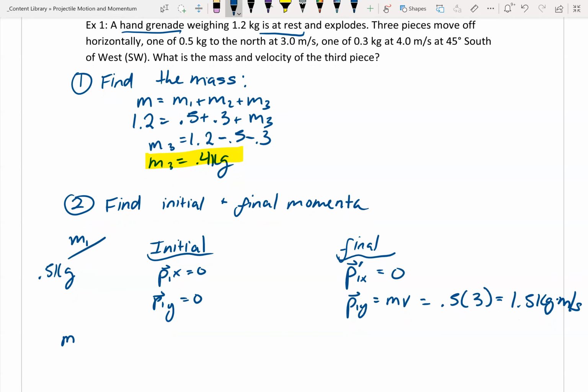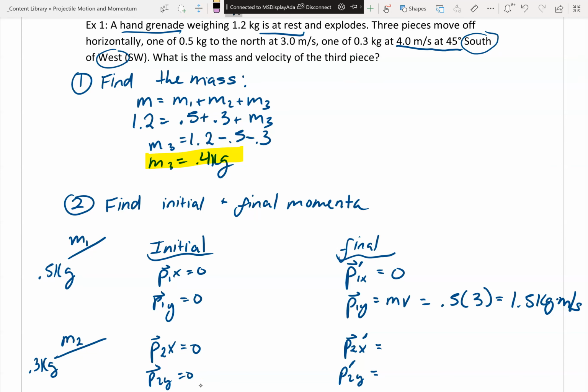Now we'll look at mass 2. Remember that this mass is 0.3 kilograms. Again, for initial, we are starting at rest. I'm going to say this is the second mass now, so P2x is 0, P2y is 0. For our final, I'm going to indicate this as P2x prime, and for y, P2y prime.